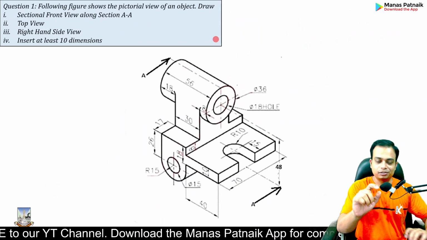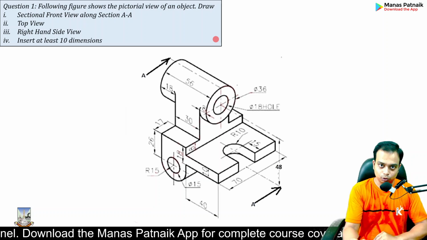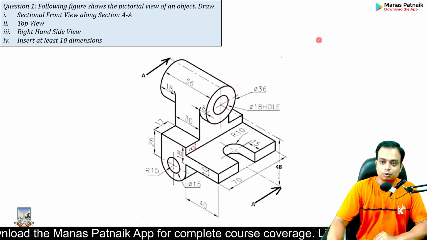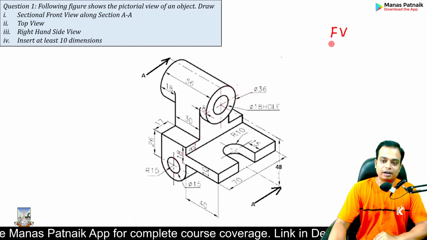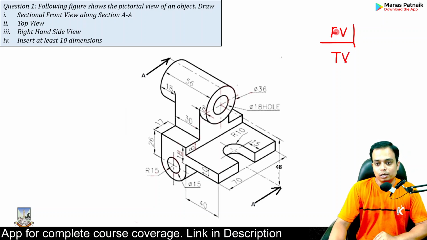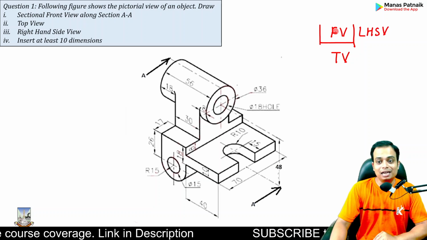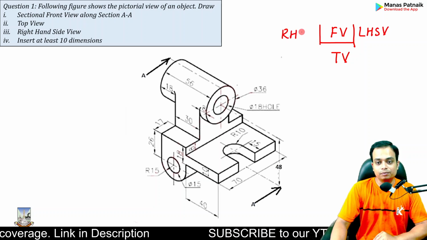Listen to whatever I say very, very carefully. This is going to be very important because we are going to be following the box approach. Okay, so in any problem, you have a front view, you have a top view. Over to the right of the front view, you have the left hand side view. Please note this. And over to the left of the front view, you have the right hand side view.